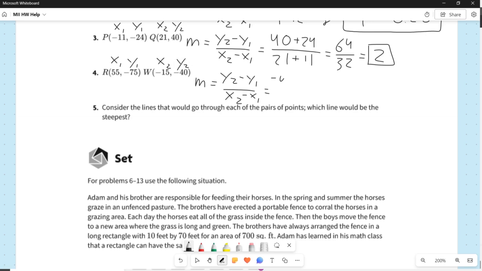So y2 we just said is negative 40. y1 is negative 75, but we're subtracting it, so we're going to say plus 75. x2 is negative 15. And x1 is 55, and we are subtracting it, so it's minus 55. Negative 40 plus 75 is 35. And negative 15 minus 55 is negative 70.